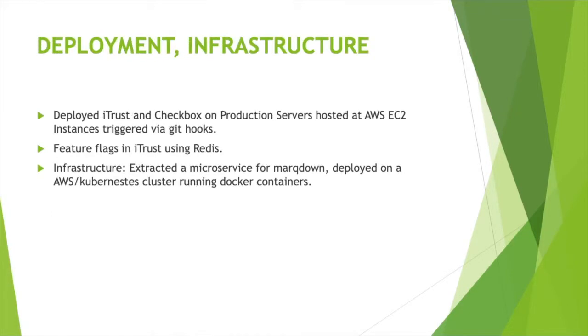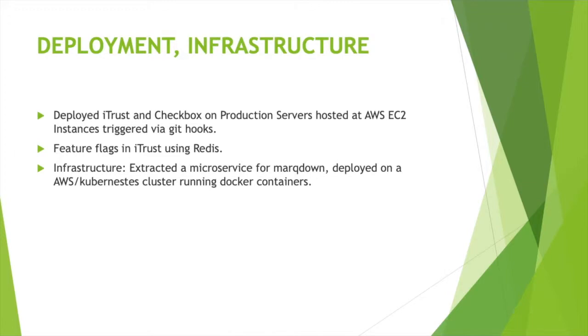For the deployment infrastructure milestone, we used EC2 to set up production servers, and we created feature flags in iTrust using Redis. We tested certain features by sending API requests to the server, and we checked with Redis to see if the feature has to be available or if the API has to be declined for this feature.